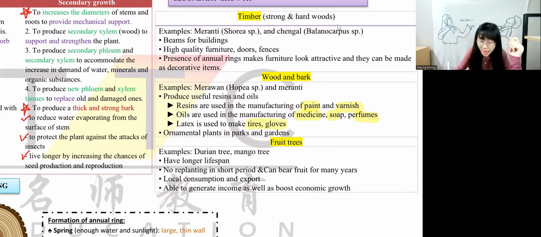Latex is to produce tires and gloves. So that's why we need to have a lot of wood in Malaysia. Malaysia is one of the countries that produce a lot of wood. And we can also use it as an ornamental plant. Ornamental means decoration plant. We can decorate in parks, decorate in gardens. In Malaysia, on the roadside, all of the plants are decoration plants, and all of these plants are being chosen by the government.